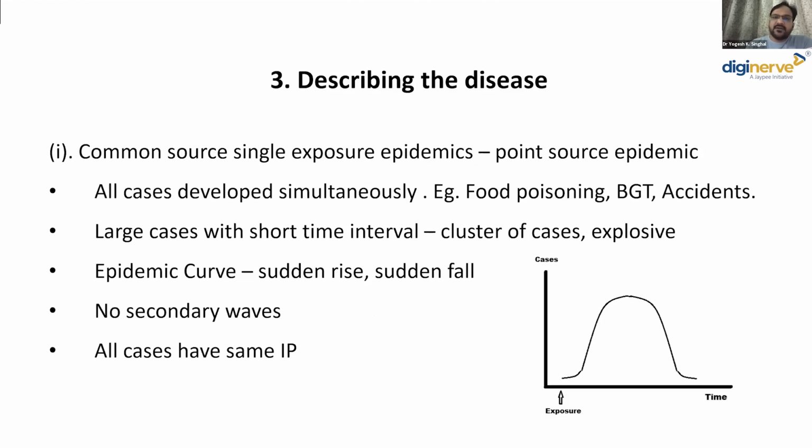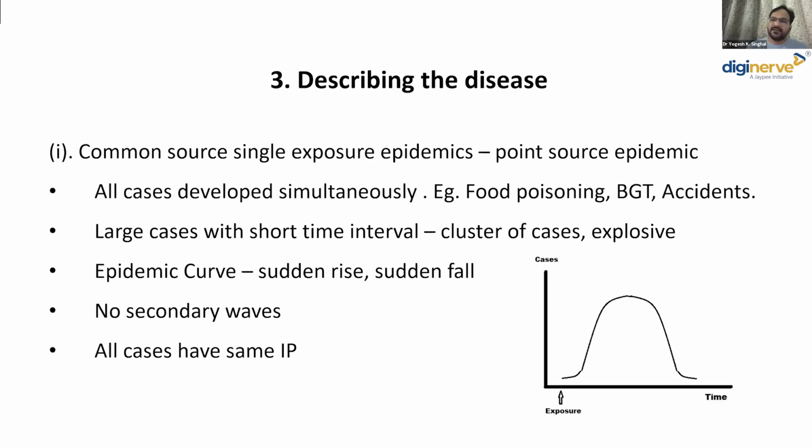Now, about the common source single exposure epidemic. What is this? Here, common source single exposure means the exposure to the causative agent or risk factor will be one time only. Suppose there is a bomb blast, or a release of gas. It happened in India, the Bhopal gas tragedy. In the Bhopal gas tragedy, methyl isocyanate was released in a single exposure.